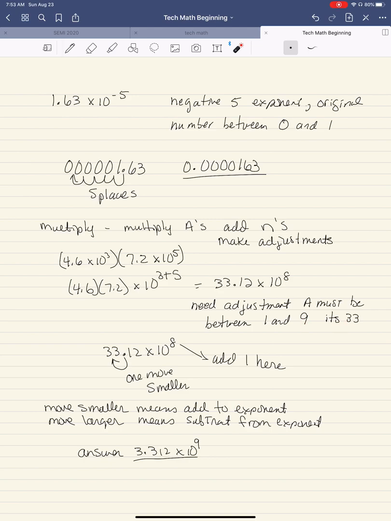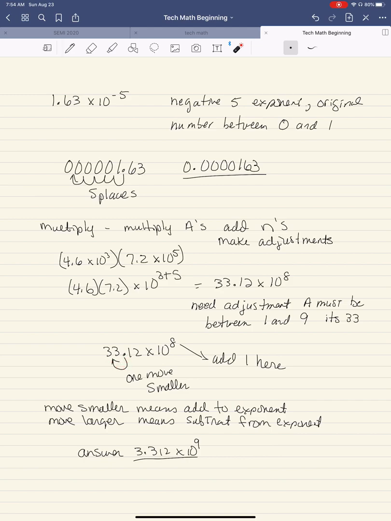So here, I have to move it one place, which is making it smaller. So the original number is 33, but now I'm making it so it's going to be a 3. So this is one move smaller, so I have to add 1. So it's the opposite move. If I move smaller, that means I have to add to the exponent. If I move larger, it means I have to subtract from the exponent.